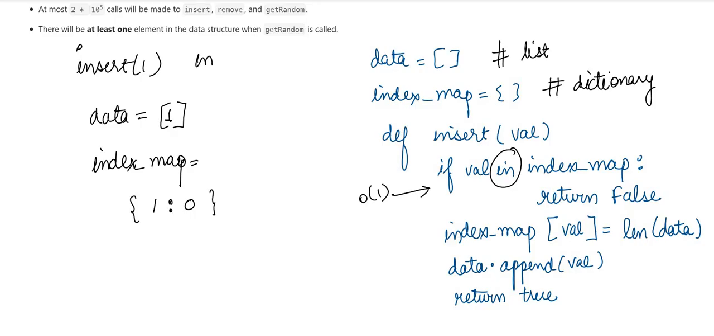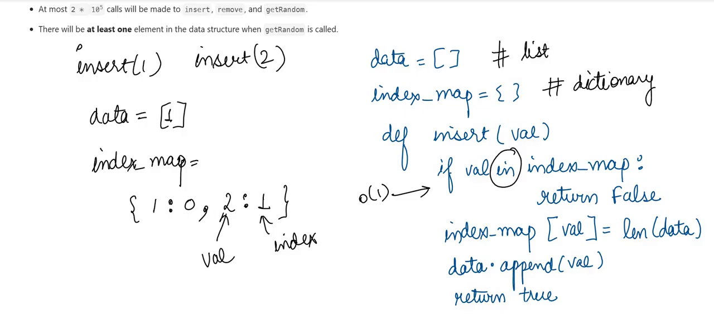So then if I am making one more statement, insert 2, what I will do is I will go to index map, comma, 2 will be my key and value will be length of data. Data length is right now 1, so this will be present at index 1. So this is the index and this is the value we are storing in the dictionary. So data will also be stored, only the value part will be stored in data list.